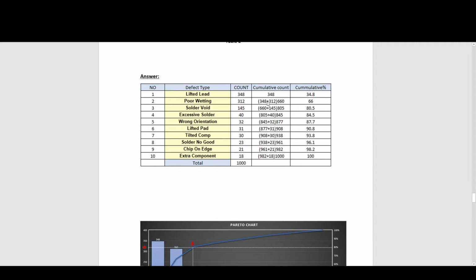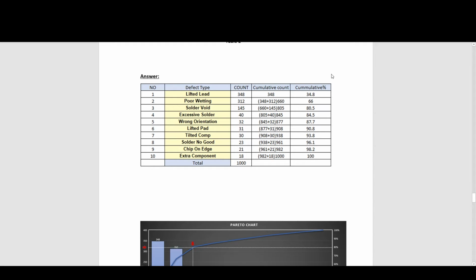So next, we're going to calculate the cumulative counts, and the way to calculate the cumulative count is basically we're going to take the cumulative count first, and then we're going to add it with the total of the second defect, and then after that we can get the answer, right? So calculate like this all the way down, then you will get everything.